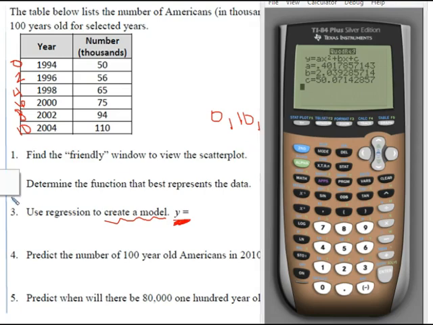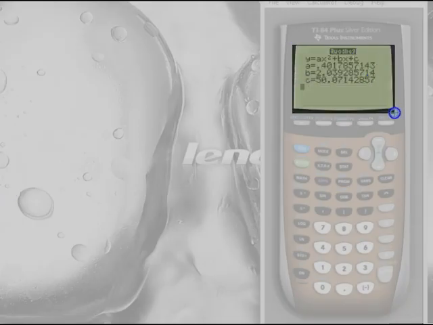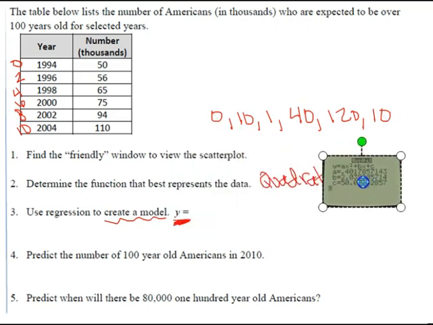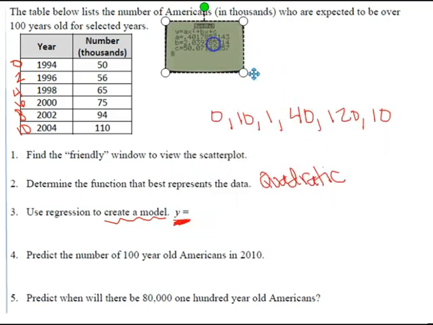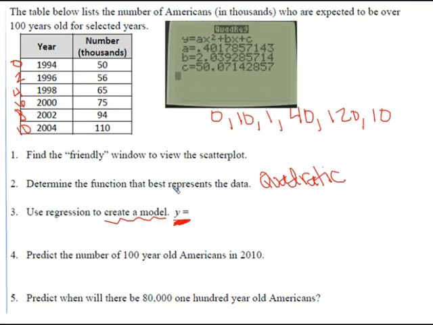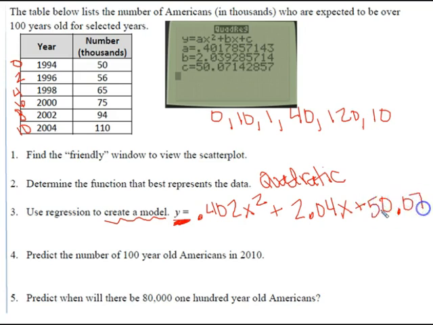So we'll screenshot this. There we go. Okay, we'll put that up here. So our equation, we have A, which it tells us is 0.402, x squared. Then we need to add b, so we're going to add 2.04x, and then we want to add c, which is 50.07. Okay, we'll just round those. So there's our model, there's our equation.